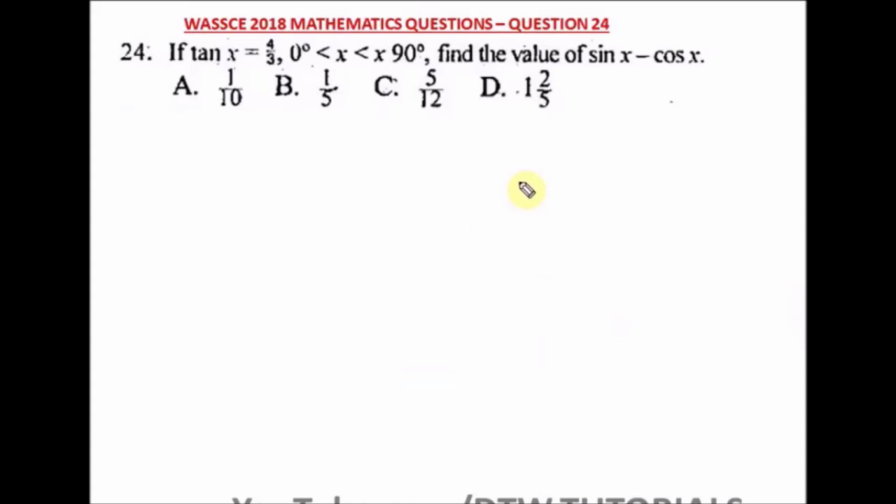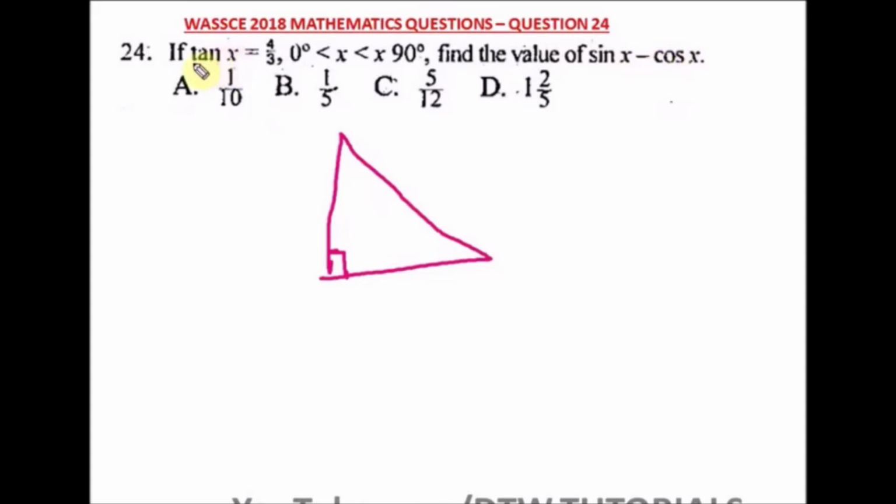Question 24 of the WAEC 2018 mathematics past question. It says if tan x is equal to 4 over 3, and we are having a right angle triangle here, which says 0 degrees is less than x, x is less than 90 degrees. That's a right angle triangle. Find the value of sine x minus cos x.